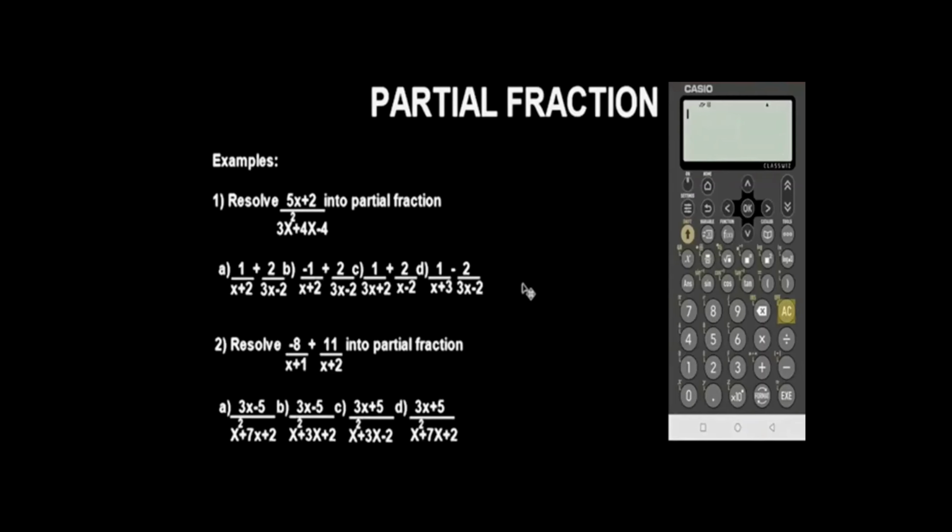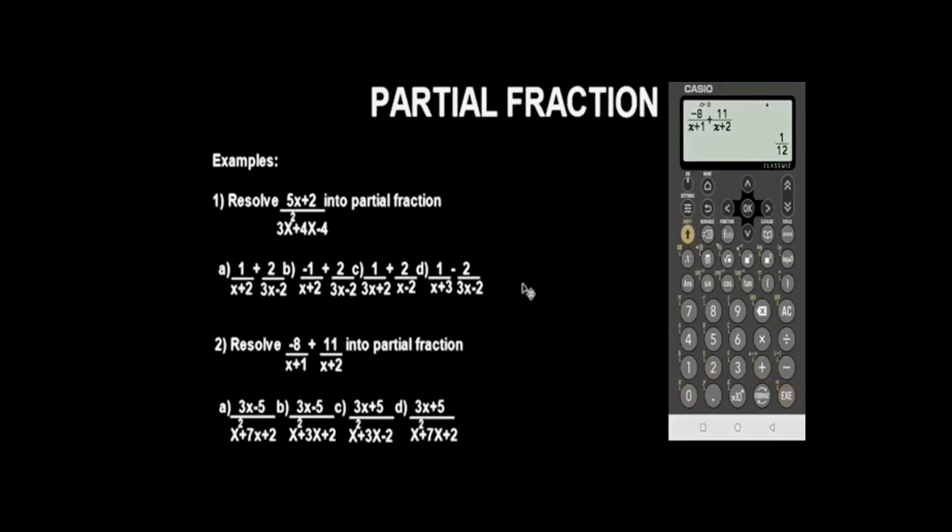Let's remove this. So question 2, say resolve minus 8 over x plus 3 plus 11 over x plus 2 into partial fraction. We are still making use of the stored value, that's 2 we stored on this calculator. So to simplify this question, we are resolving a fraction: minus 8 over x plus 1, plus 11 over x plus 2. So that's it guys. Let's press equal to now to see what this will give us.